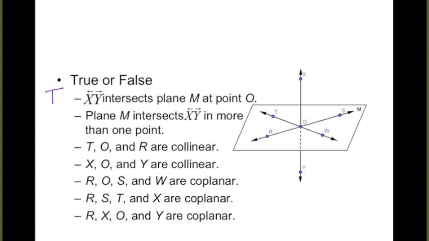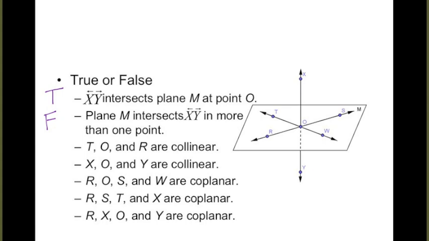Plane M intersects line XY in more than one point. So we just said it intersects at point O. Does it intersect anywhere else? No. It just cuts through at that one point. So this is false. Right, there's all those little dotted lines, so it looks like there's a lot more points in common there, but there's really not.